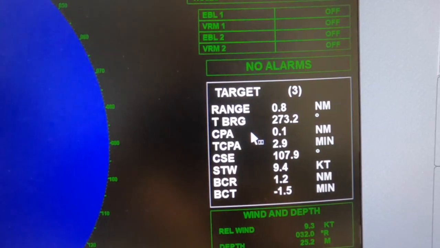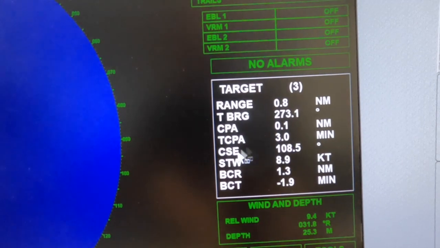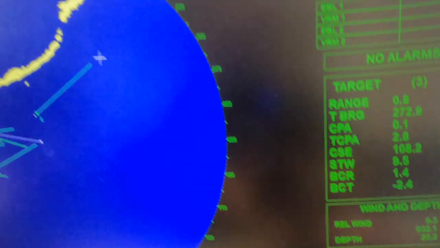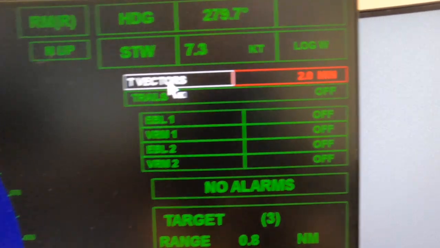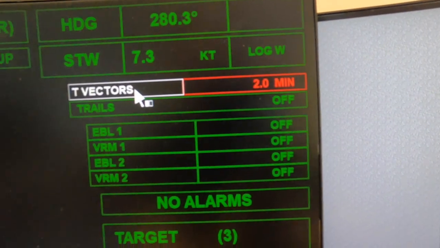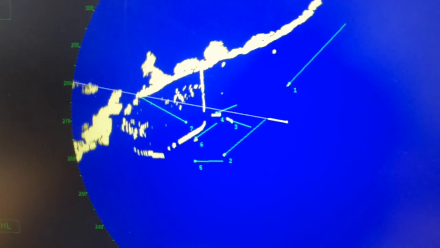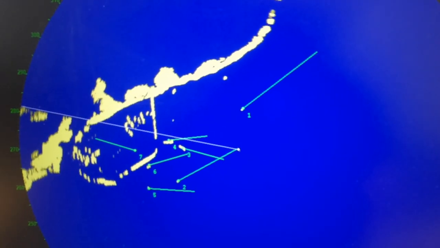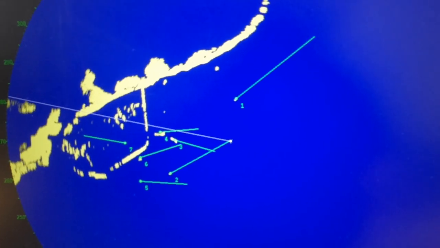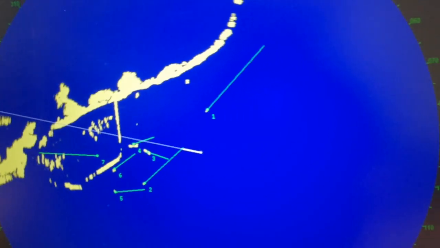Then we look on the ARPA, his range is 0.8, 273, his CPA is 0.1, which is pretty close, and that's going to happen in 2.9 minutes. If we click on true, it comes up red. True is what's happening if we were standing still. See the white line in the middle from ours there coming up. That's on true, and that's where we would be in 2 minutes.